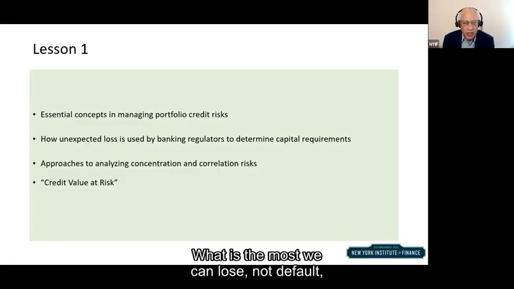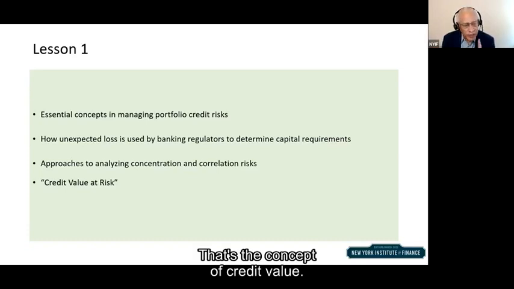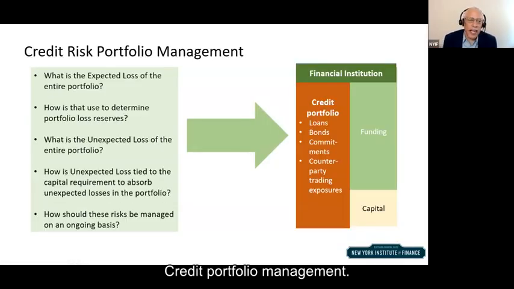What is the most we can lose? Not default, but as a result of deterioration, credit spreads increase. When credit spreads increase, then bond prices go down. What is the most that we lose? So that's the concept of credit value, and we'll go back and look at that a little bit more in depth. Credit portfolio management.